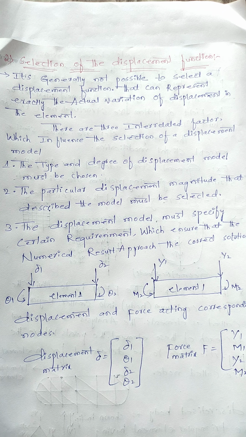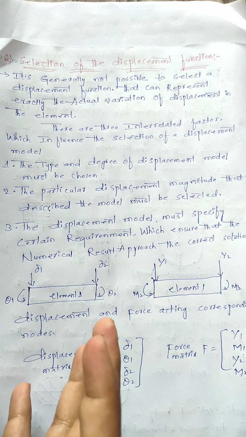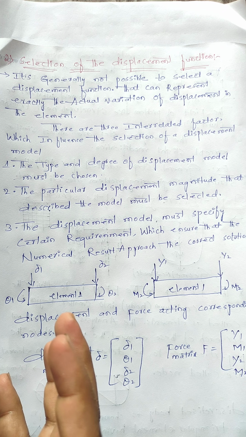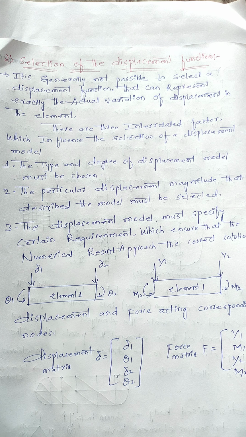So it is generally not possible to select a displacement function that can represent the actual variations of displacement in each element. Is it right? So generally we know very well, hence the basic approximation of the finite element method is introduced at this stage. There are three interrelated factors which influence the selection of the displacement model. The first condition is that the type and degree of displacement model must be chosen.